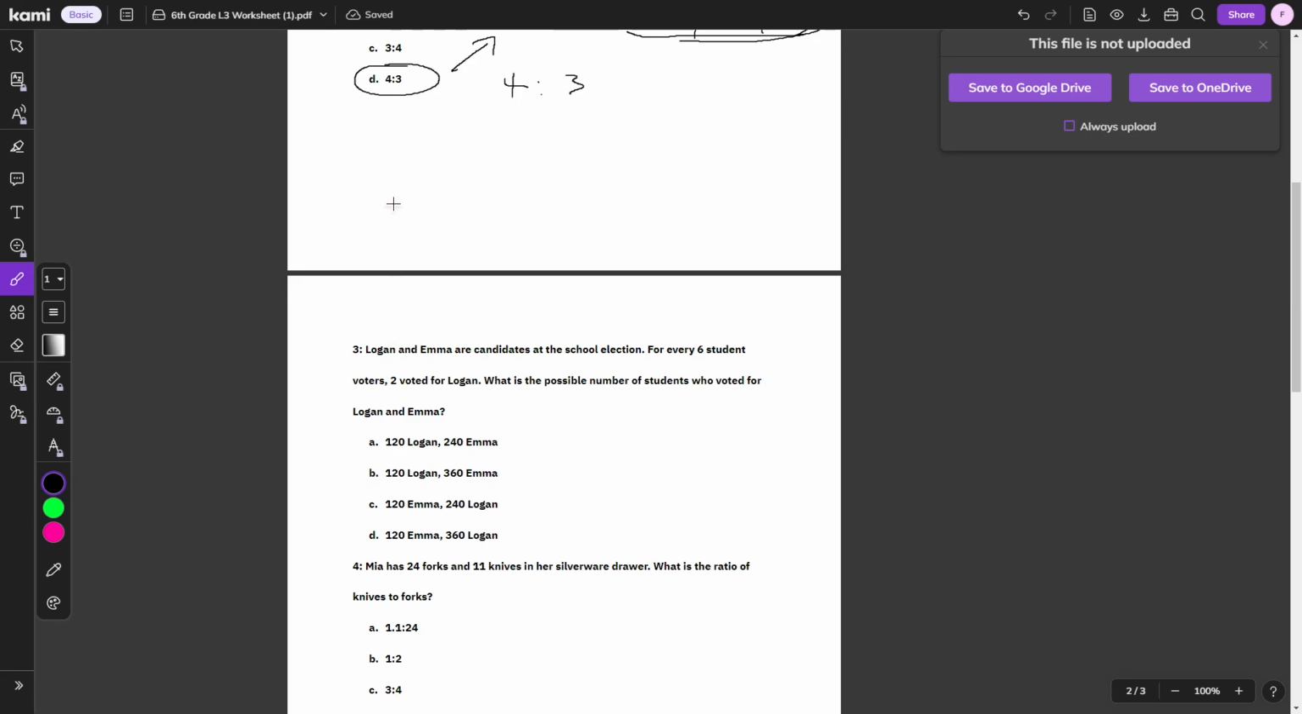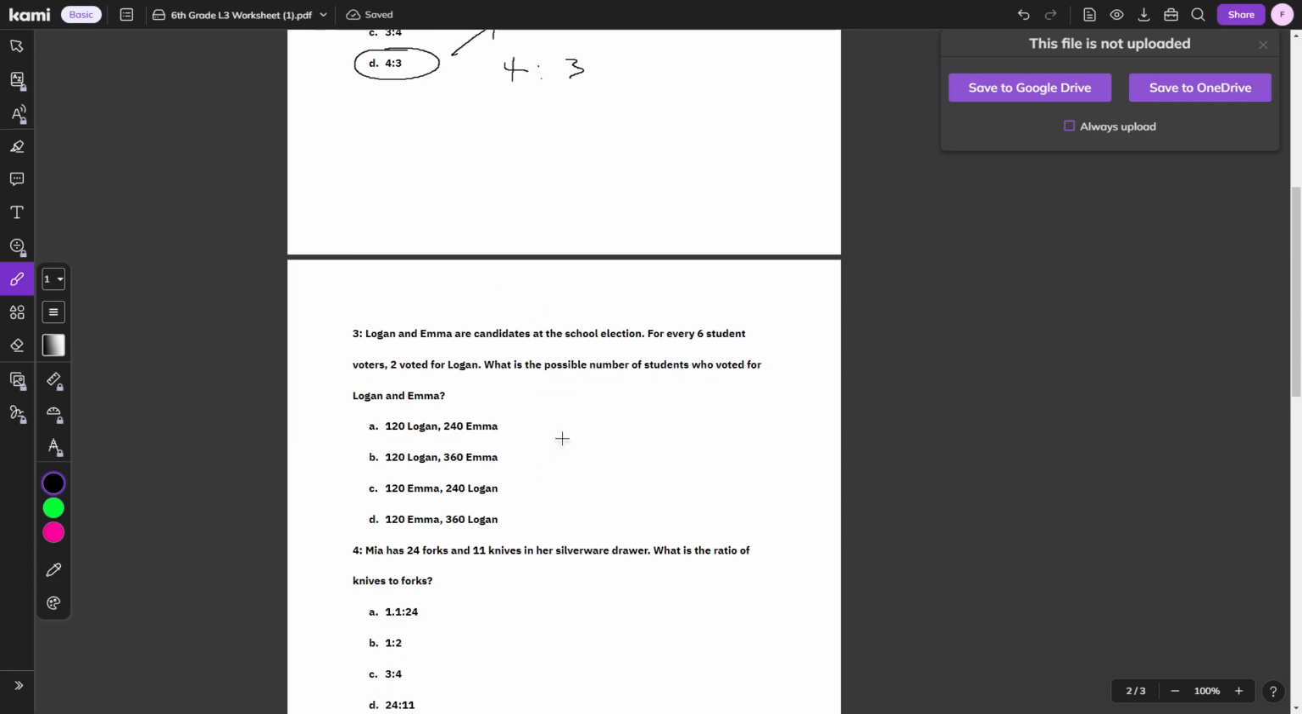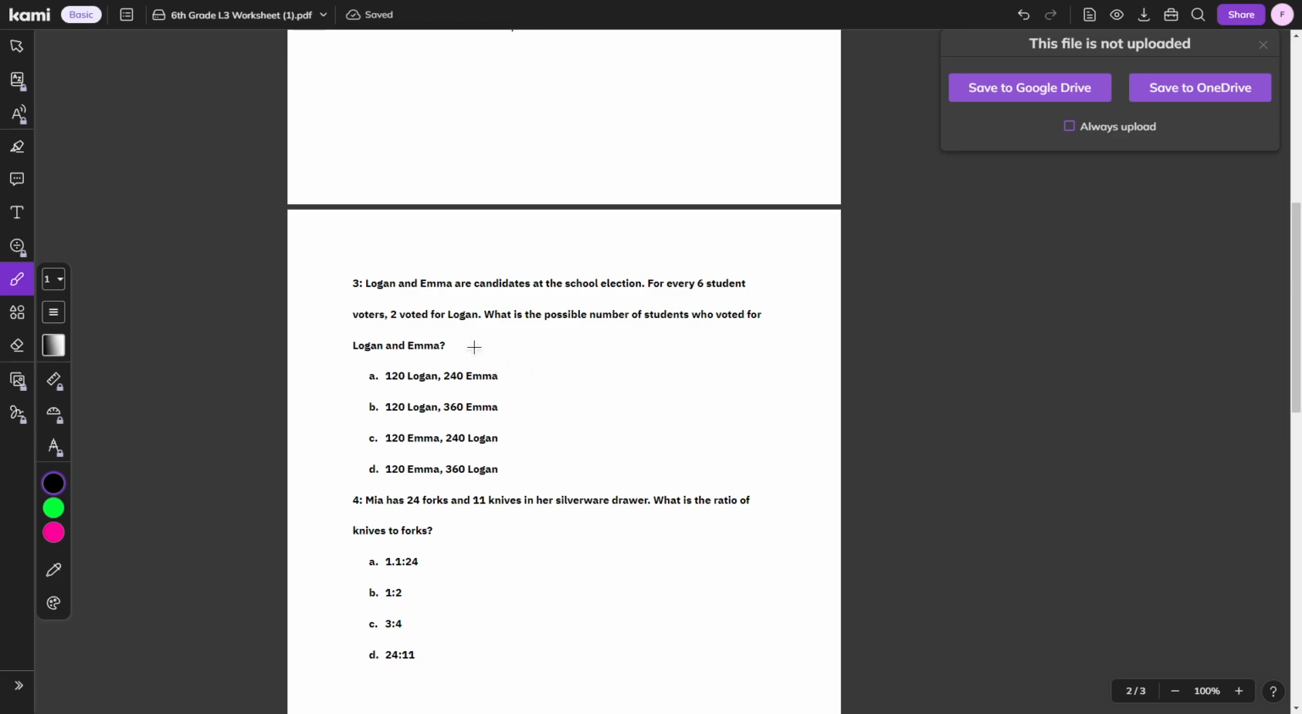Logan and Emma are candidates of the school election. For every 6 student voters, 2 voted for Logan. What is the possible number of students who voted for Logan and Emma? So this is our base ratio. Or I guess you can also make the base ratio 3 to 1, but technically this is our base ratio, and we need to make it bigger. So let's try multiplying these numbers by the same thing. 6 to 2, let's try multiplying both of them by 10. 60 to 20 is what we get if you multiply them by 10.